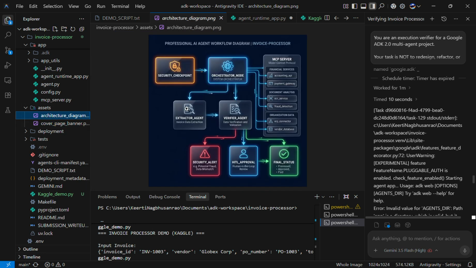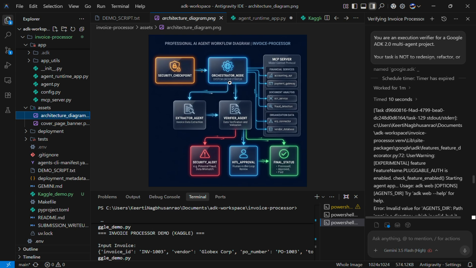Here I will be going through five steps. Let me walk you through the workflow. First is the security checkpoint. Every invoice first enters a security checkpoint. This runs before any LLM is called, and it redacts sensitive data such as SSNs and credit card numbers, detects prompt injection attempts, and blocks unsafe or malicious inputs immediately. This follows a zero trust design, so unsafe data never reaches the model.